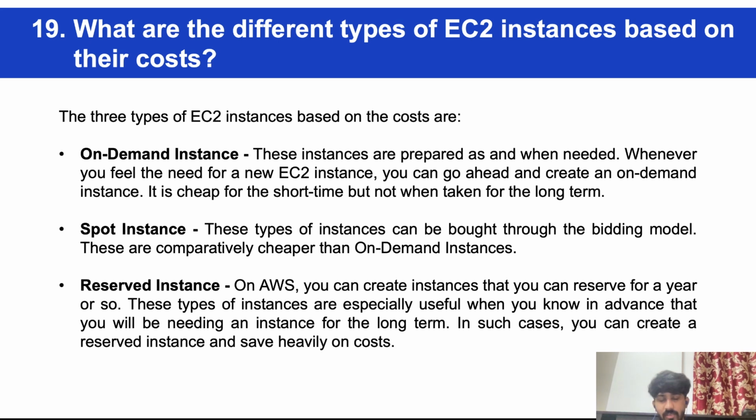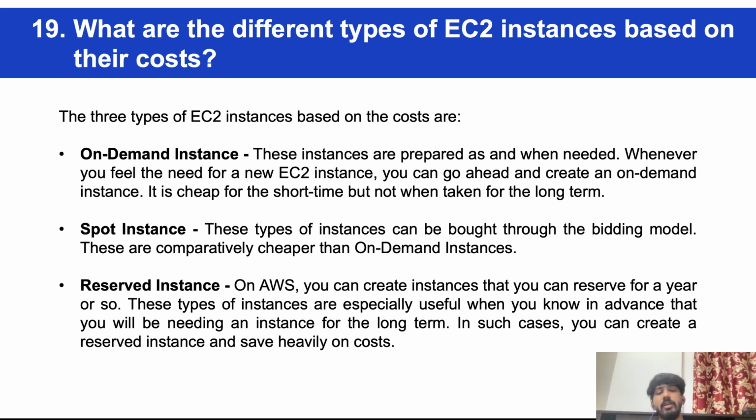Coming to spot instances, these types of instances can be bought through a bidding model. These are comparatively cheaper than on-demand instances. In this case, you will have to bid for the instance, and if the instance is available, you will be given access to it. So once you win the bid, you will be able to pay for the instance. Basically, that particular bid amount you will be able to pay. Right? So these are spot instances, but reserved instances are the ones which companies mostly use for their needs.